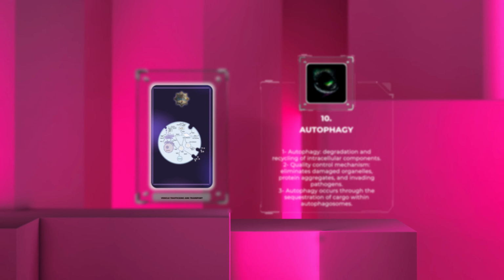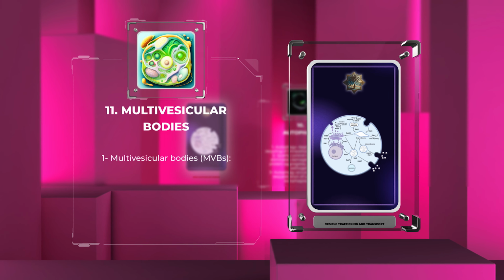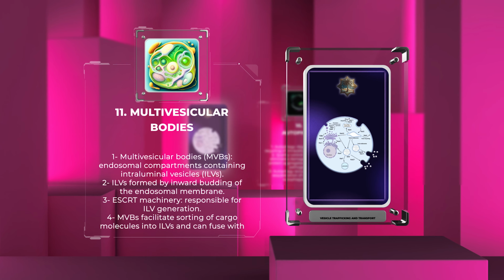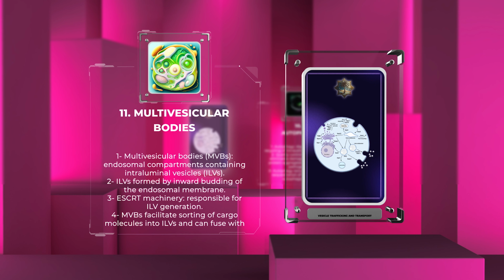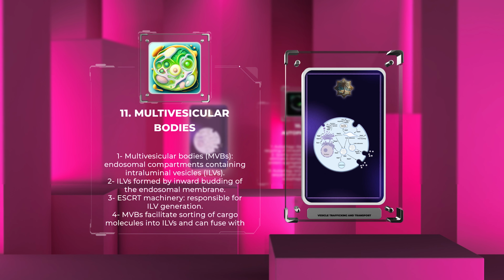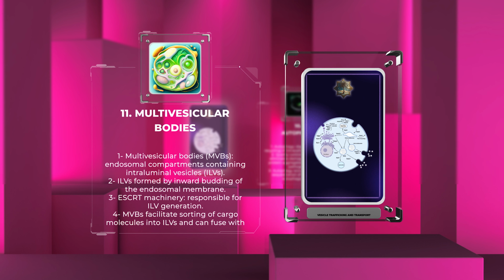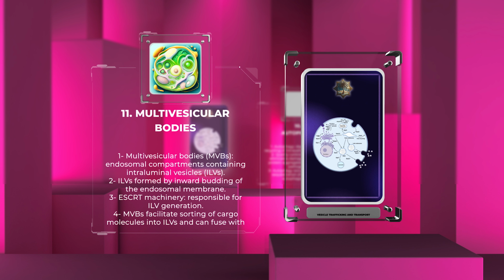Multivesicular bodies, MVBs, are endosomal compartments that contain intraluminal vesicles, ILVs, formed by inward budding of the endosomal membrane. ILVs are generated by the action of the ESCRT, endosomal sorting complex required for transport, machinery, which consists of several protein complexes, including ESCRT-I, ESCRT-II, ESCRT-III, and the associated AAA-ATPase, VPS4.